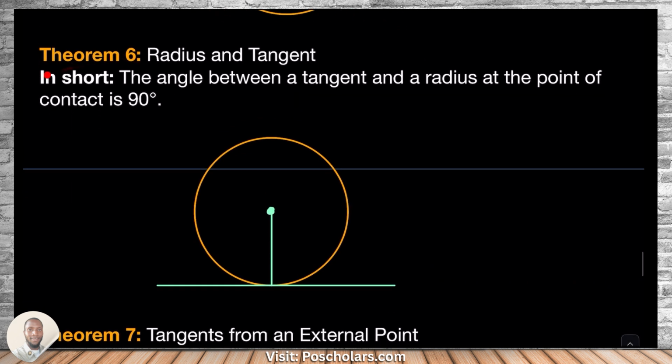Next, theorem 6, radius and tangent. It says the angle between a tangent and a radius at the point of contact is what? 90 degree. What does that mean? This is a tangent. I've explained what tangent is. This is a tangent to a circle, right? And this is a radius. So whenever there's an intersection of a radius and a tangent to a circle, the angle subtended is what? 90 degree. Take note, if yes 90 degree, yes also what? 90 degree. So that's what theorem 6 is talking about.